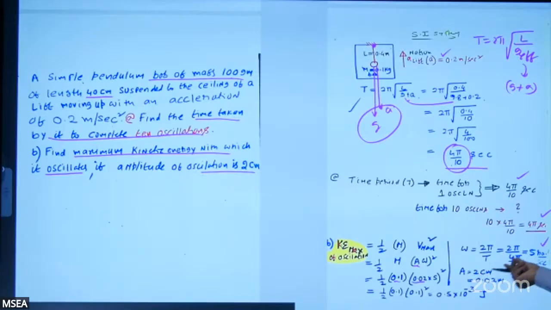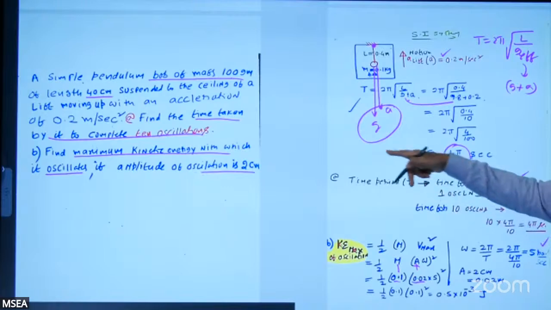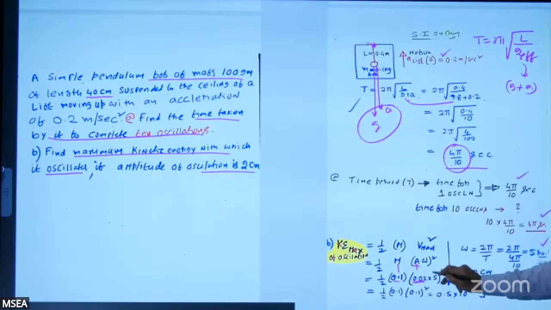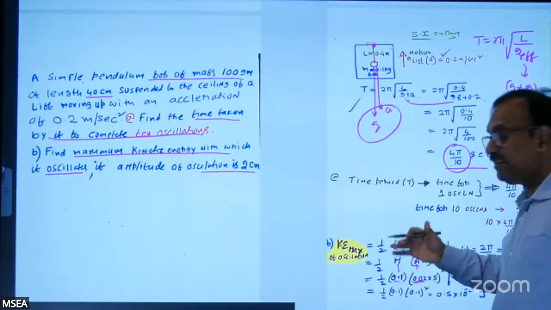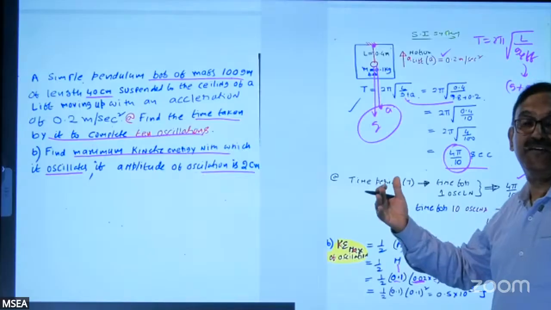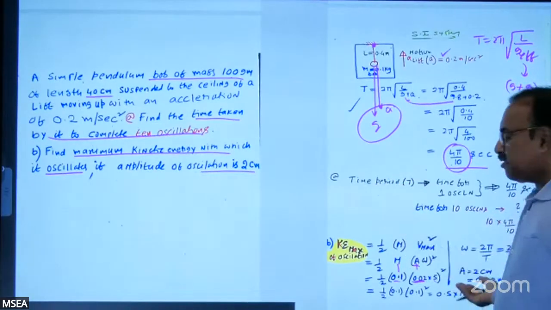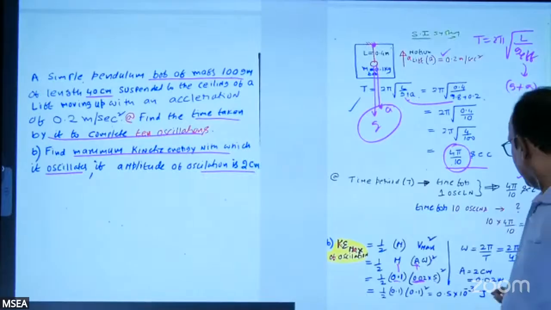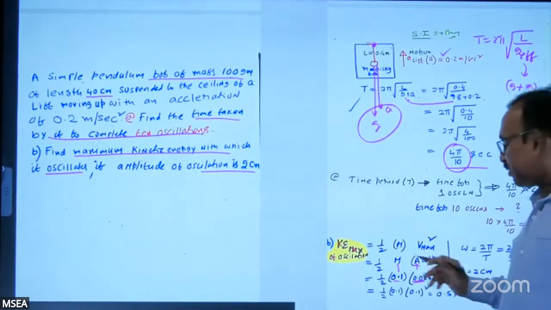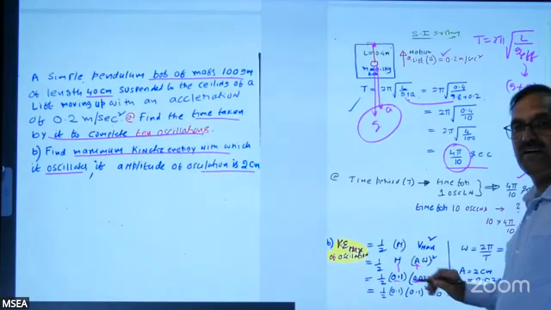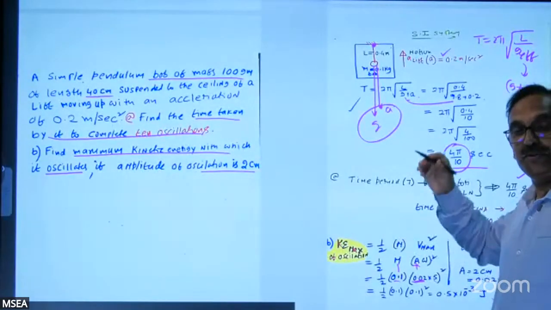So you know amplitude, you know omega. Already mass is given as 100 grams, converted into kilograms. Amplitude, he himself has given 2 centimeter, 0.02 meters. Omega value we have just now calculated as 5. Do simplification, you get the answer in joules. Take care. They may ask the answer in terms of joules, maybe suddenly in terms of erg. You know that 1 joule is 10 to the power of 7 erg, and you can properly get the answer there.